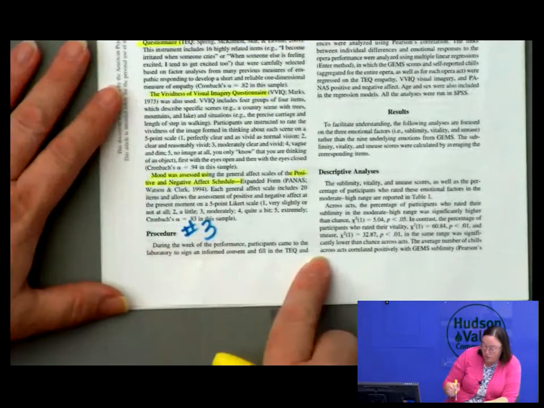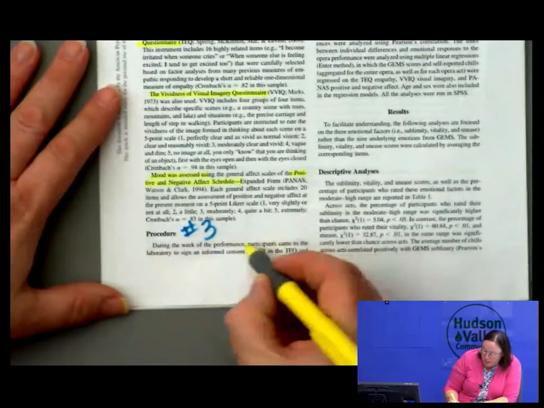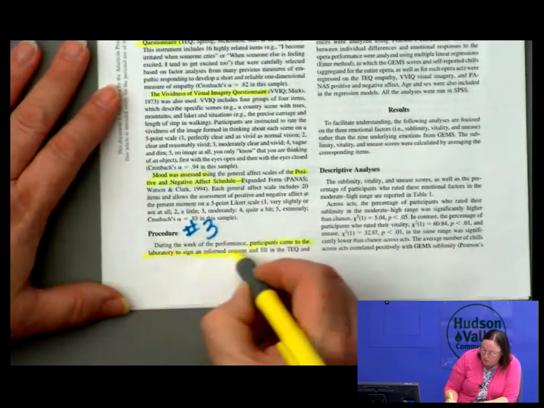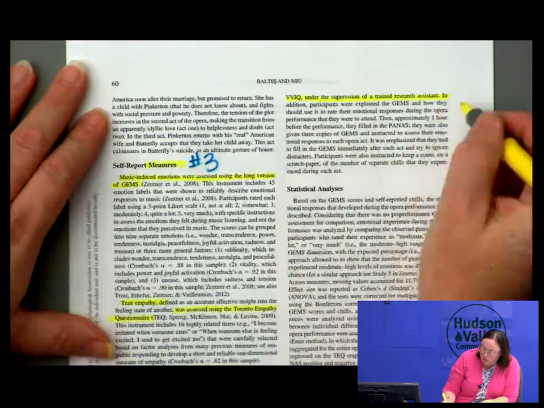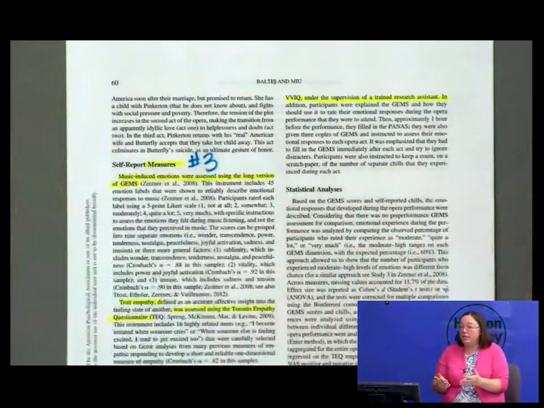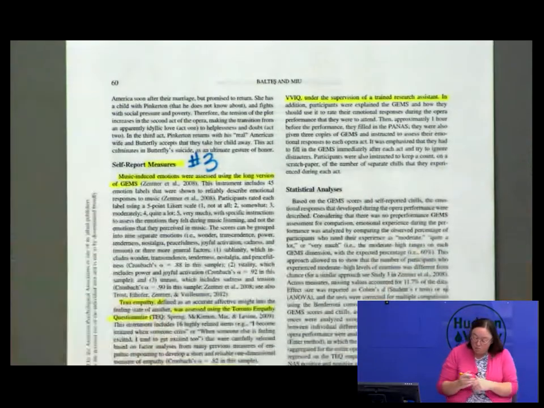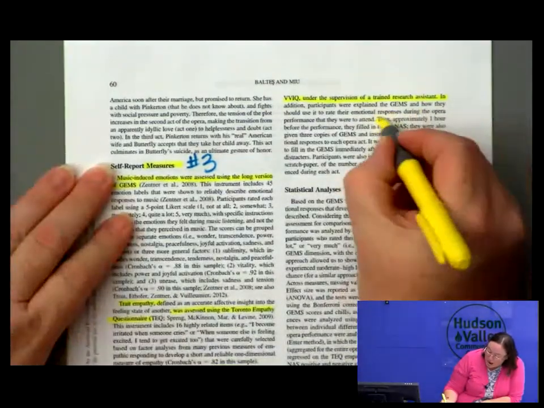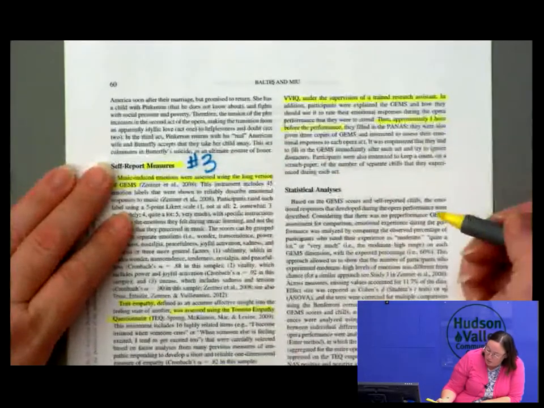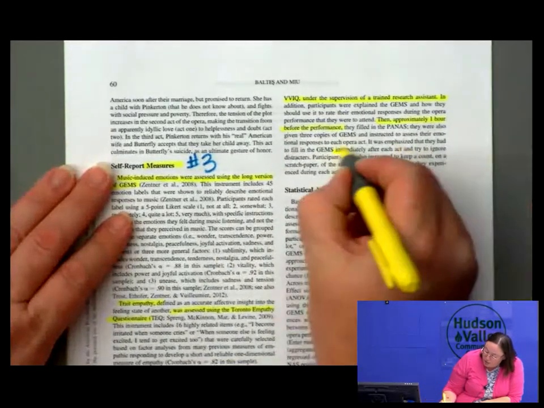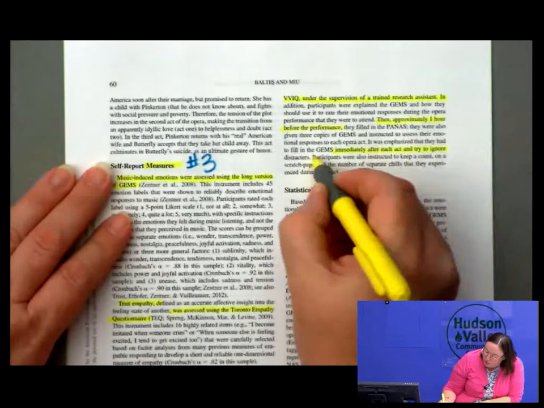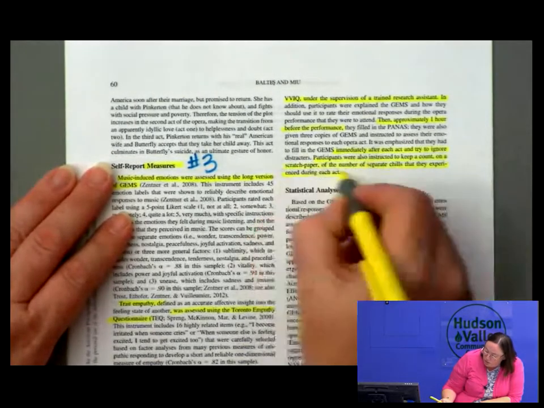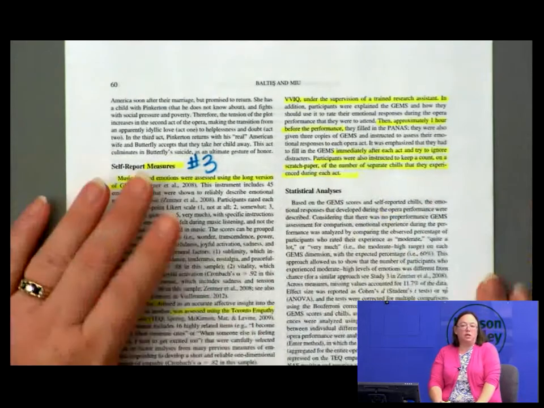So they're describing here, during the week of the performances, participants came to the laboratory to sign an informed consent, fill out the forms under supervision. Right here, all of this paragraph, that's what they did to the people. They came into a room, they filled out forms. They did it again an hour before the performance, immediately after each act. And while watching, you can see they were also instructed to keep count of the chills they experienced.